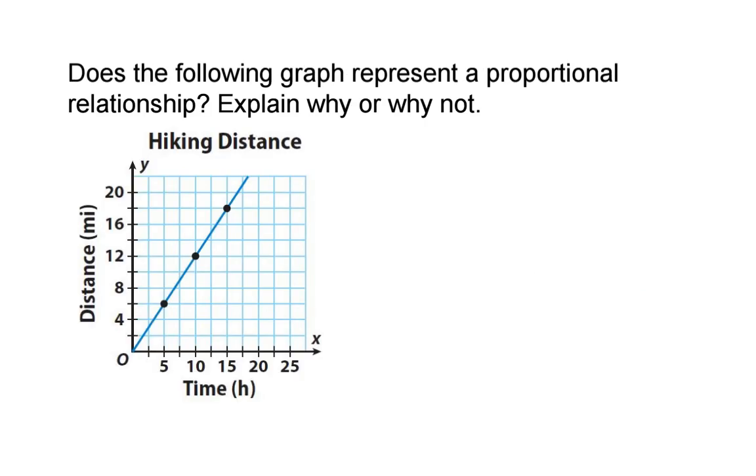Alright, so our first question says, does the following graph represent a proportional relationship? Explain why or why not. So before we make this decision, first thing we want to do is inspect our graph. It says hiking distance at the top. On the x-axis, it's labeled as the time in hours, and the y-axis is labeled as distance in miles. So what this graph is telling us is as the time increases, the person hiking is able to walk further, which makes sense when you think about it.